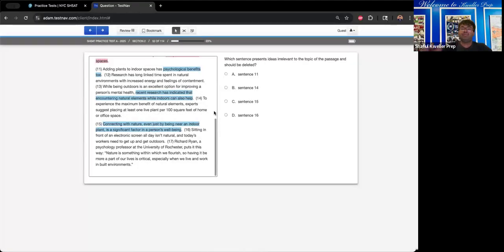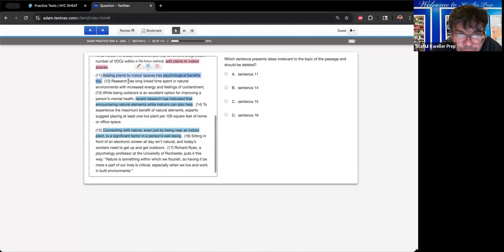What sentence presents an idea relevant to the topic of the text and should be deleted? 11, 14, 15, 16. No, 11 is the topic sentence. We don't want to remove the topic sentence. 14, experts suggest placing at least one living plant. This is good. This adds to the main idea of how we should have plants at home, indoor plants.